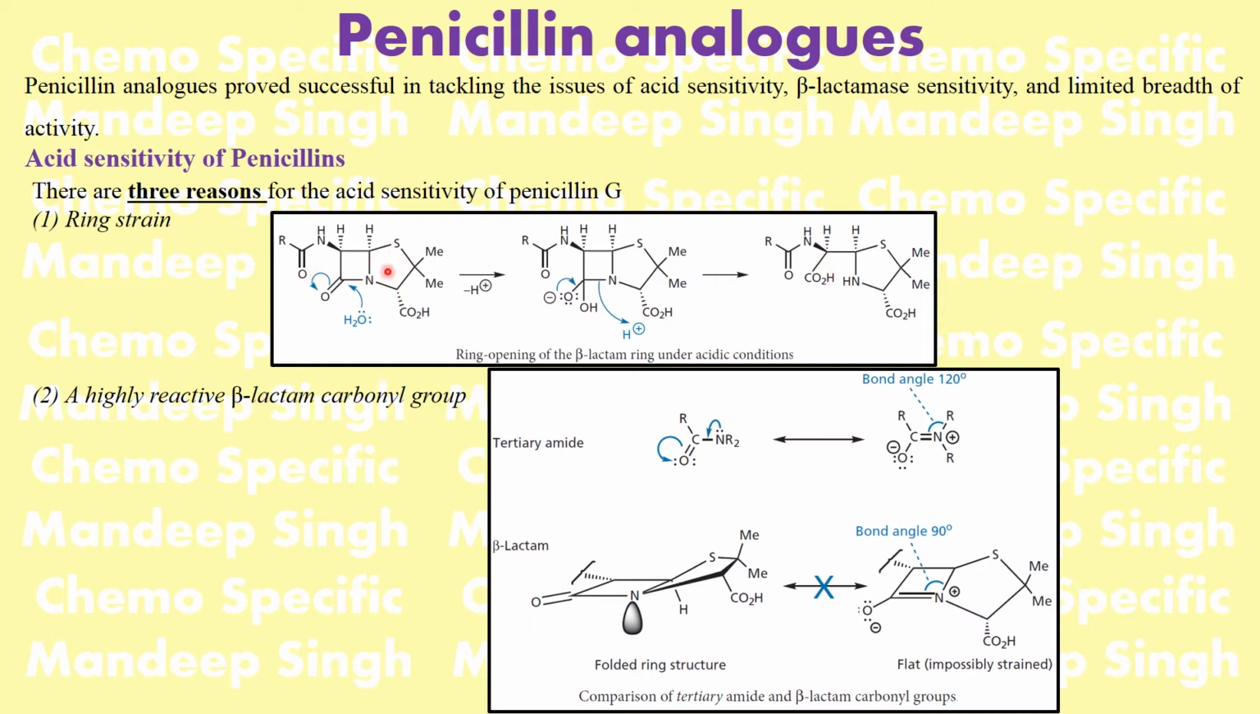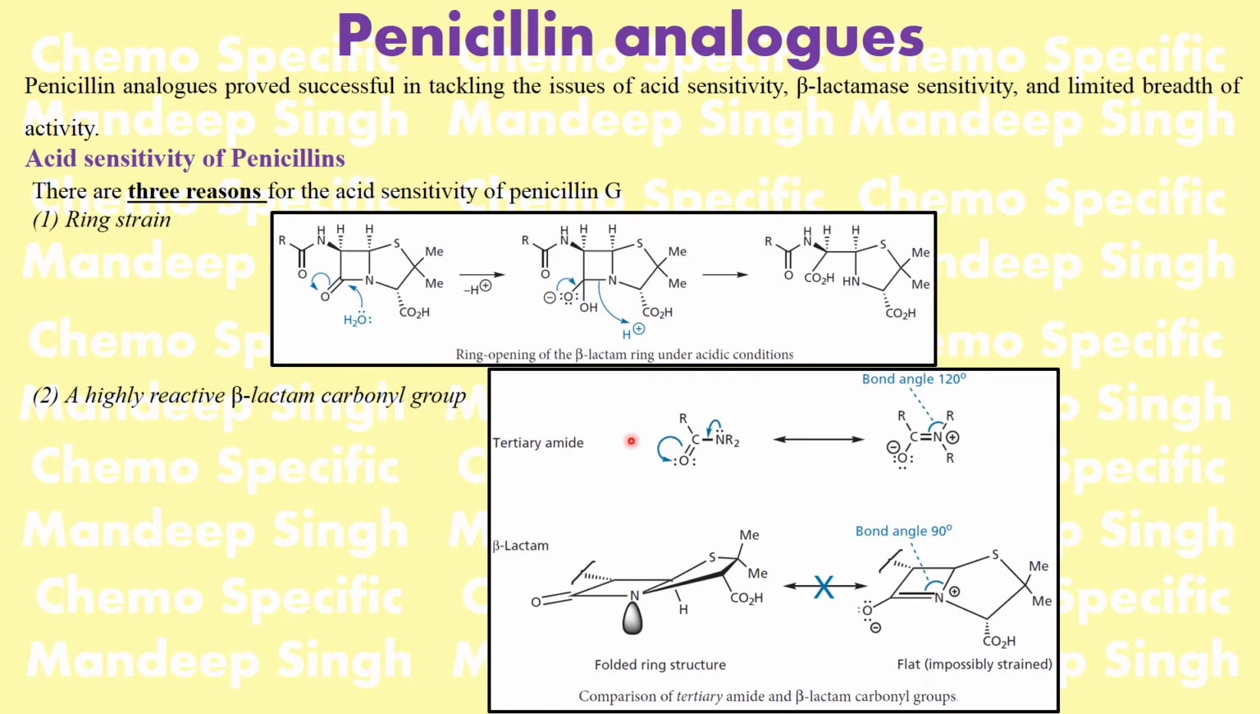So the first reason is the ring strain, because these two rings are so strained that the beta lactam just wants to get relieved from the strain, and it would just get open and would no longer wish to be in that strained mode.